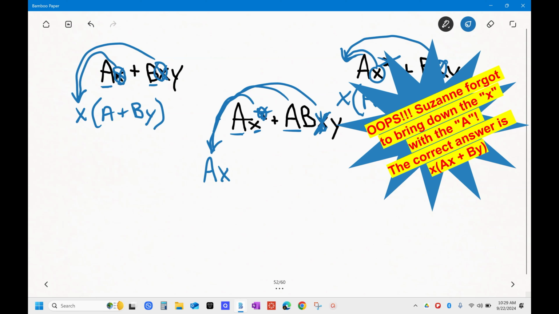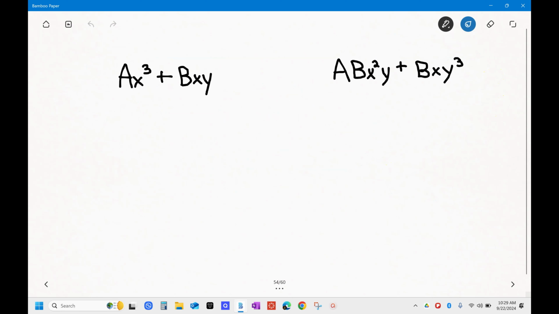So that gives us ax outside the parentheses. So this a is going to be gone, this a is going to be gone, and so that's going to leave us with x plus by. And that's it.